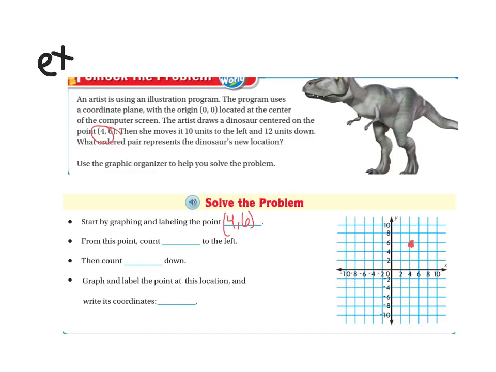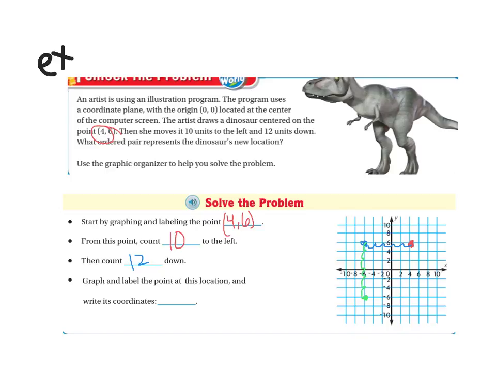Now, from this point, we're going to go 10 units to the left. I'm going to use blue here. So, looks like these are in 2s. So 2, 4, 6, 8, 10. And I counted by 2s because you'll notice our number line is in 2s. And then I'm going to count 12 units down. Again, I'm counting by 2s. 2, 4, 6, 8, 10, and 12. And that green dot is our new location.